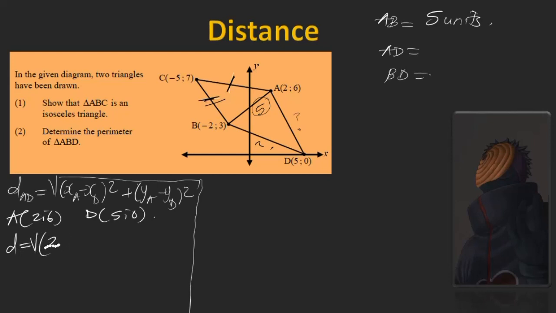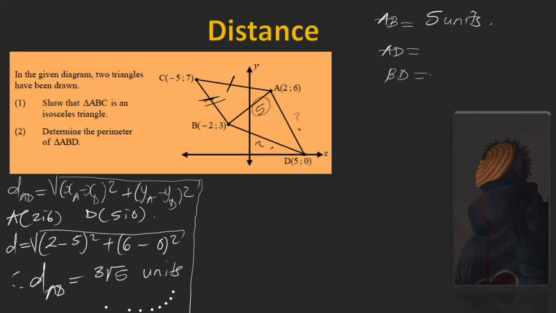X at A is how much? It's 2 minus x at D is how much? It's 5. We square that. Plus y at A is how much? It's 6 minus y at D, which is 0. We square that. Therefore, my distance for AD will be equals to 3 root 5 units. Did I just calculate that in my head?